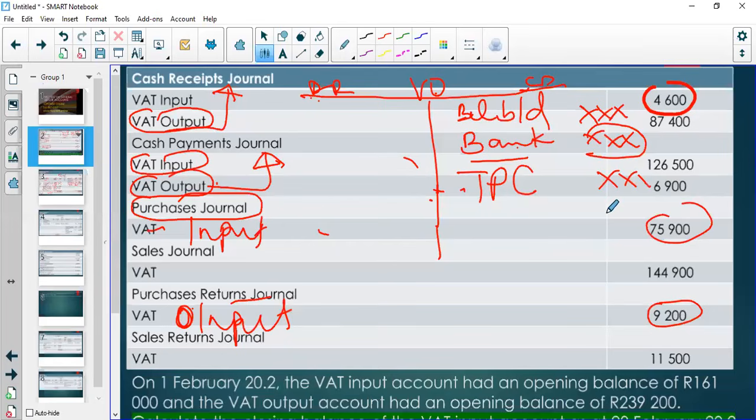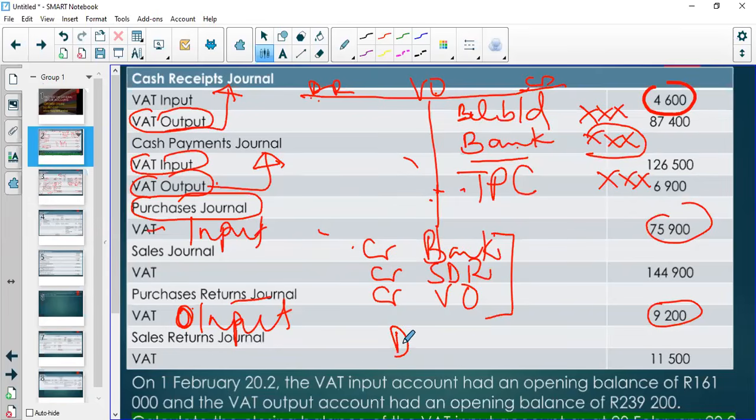If you want to confirm, when we make payment, we're going to credit bank. If there is settlement discount received, then we're going to credit the settlement discount received, and we're also going to credit the VAT output. So these are amounts that we are going to credit. Then we're going to debit the trade payables control with the full amount we are going to clear.